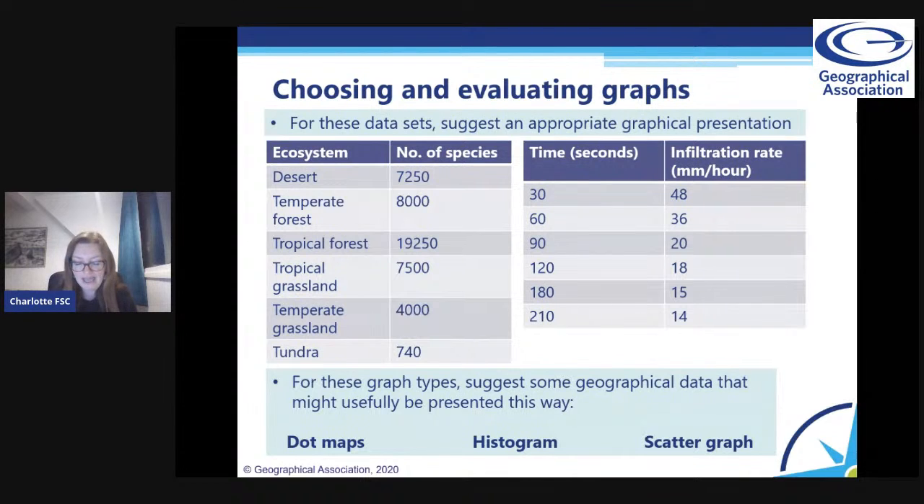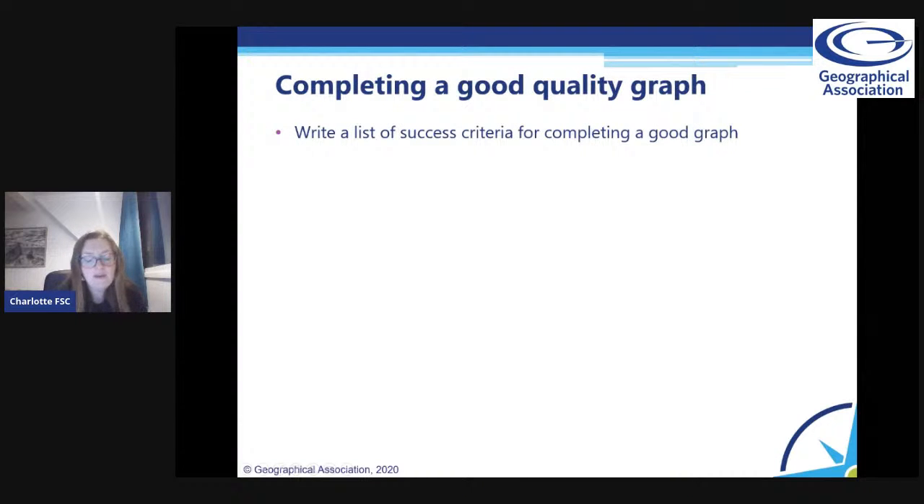So hopefully you found those okay. If you didn't, don't worry, you can always note that down a bit later on to be something that you want to return to and practice. It's just to give you an idea of the types of skills you might need and engage with in your GCSE.